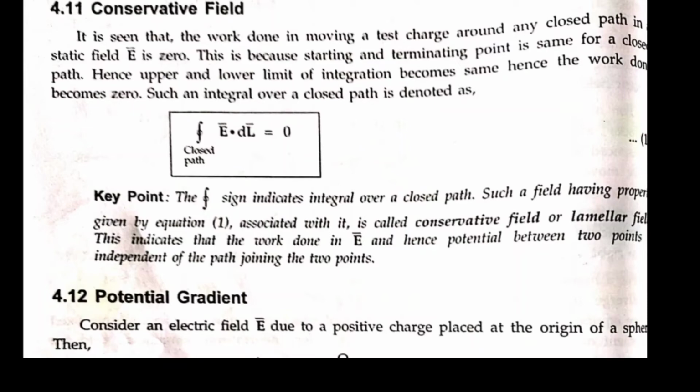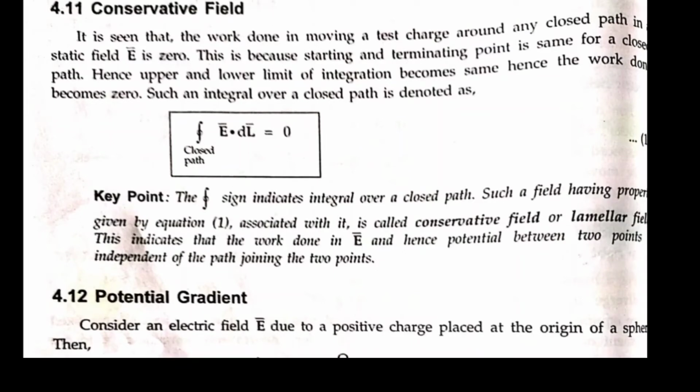The work done is the integral of V from A to B, that is, the integration we have to carry out from the initial point to the final point, with upper limit and lower limit. The integration becomes 0, hence work done is 0. Such an integral over a closed path is denoted as closed path integral of E dot dl equal to 0. This sign indicates an integral over a closed path. A field having the property given by equation 1, assume that it is equation 1, that is, in any closed path E dot dl equal to 0, is a conservative field.